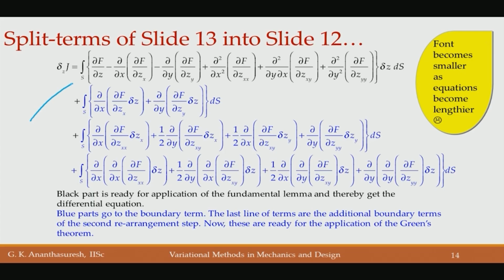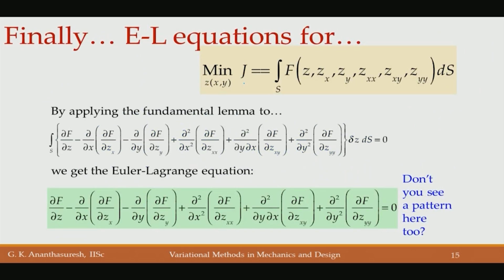If you see the first row here, we can observe what are the terms that came in the differential equation, dou f by dou z minus dou by dou x of dou f by dou z x, all of that, this and that. We also have the second order term dou square by dou x square of dou f by dou z xx, and the same thing for the mixed derivative with respect to y also. You just need to work out and accumulate more terms that will go into the boundary. And if you do all that, you will get the Euler-Lagrange equation that looks like that.